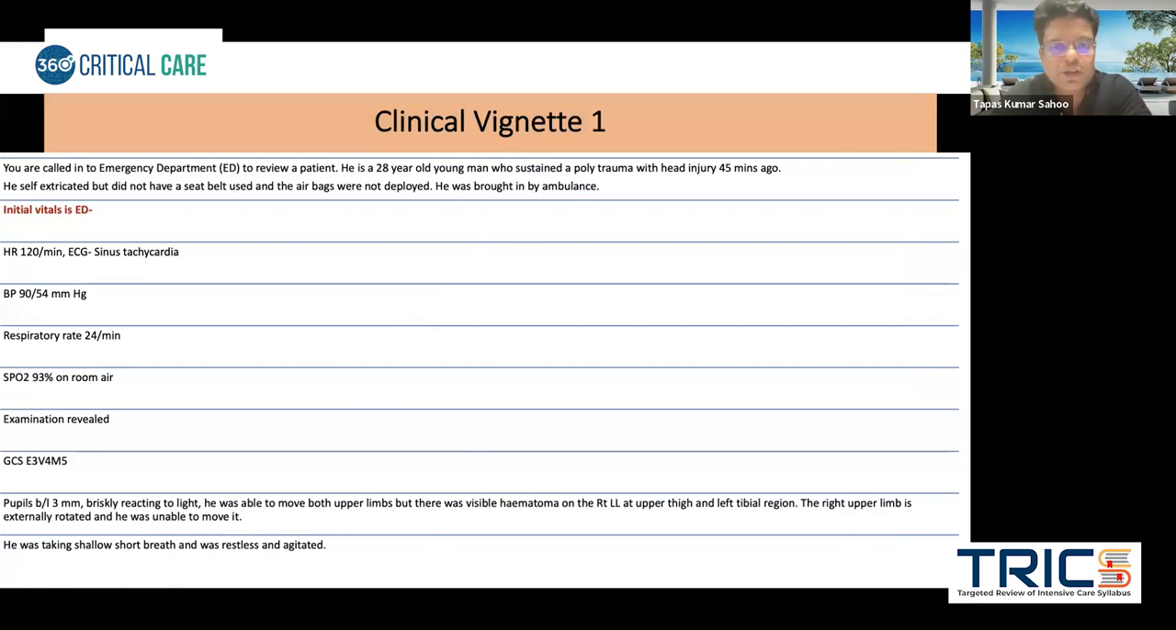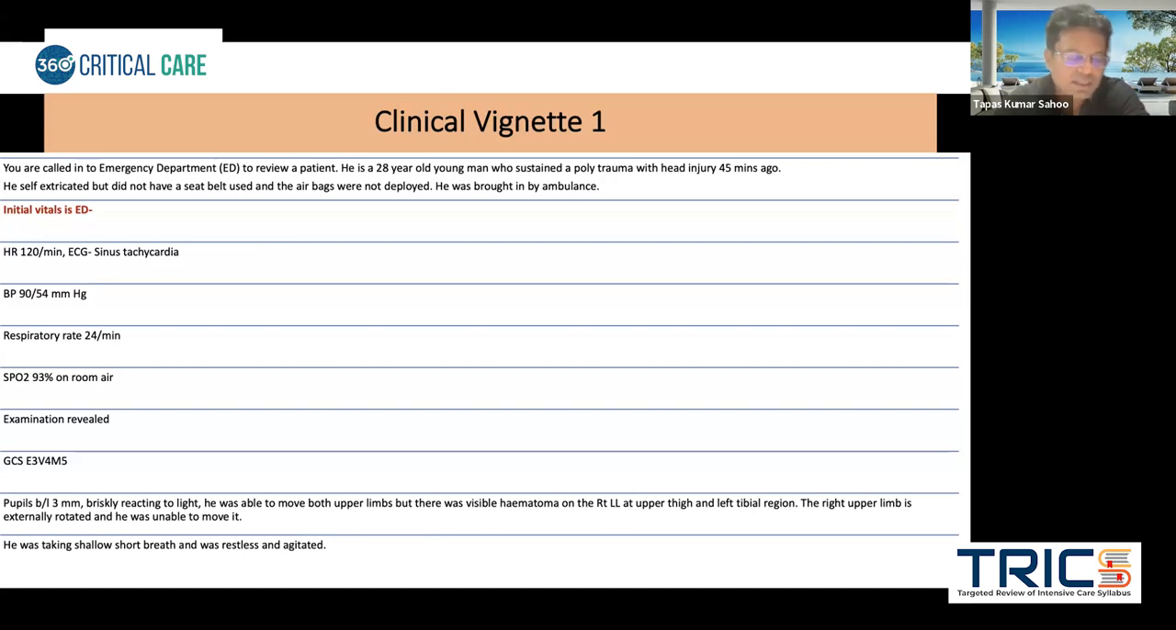He is a 28-year-old young man who sustained polytrauma with head injury 45 minutes ago. He self-extricated but did not use a seat belt and the airbags were not deployed. He was brought in by ambulance. Initial vitals in the emergency department: he is tachycardic, BP is in the lower range, respiratory rate is around 24 per minute, saturation is 93% on room air, and on examination, GCS is E3V4M5.